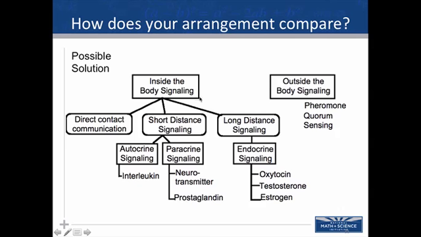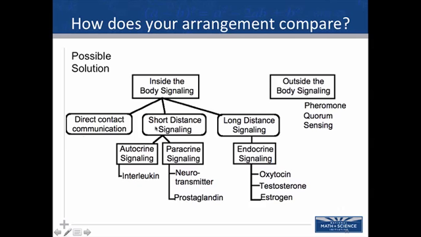Those that remain are inside the body, and there were 3 different levels of distance in communication. That's just one way to look at cell communication, by how far away the cells are that are talking to each other. So there was direct contact, short distance signaling, and long distance signaling. Our direct contact example in the PowerPoint was plasmodesmata. You could have also used gap junctions as an example. Plasmodesmata are the ports between plant cells. Gap junctions would be found more likely in animal cells.